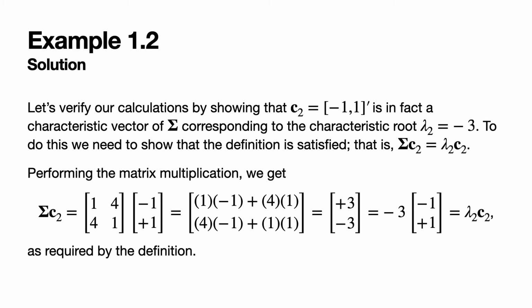We can factor out a negative 3, and when we do that, we get negative 3 times the 2 by 1 matrix that has negative 1 in the first row and positive 1 in the second row. And that is indeed equal to lambda 2 times C2. And so we see that the definition is satisfied, and so C2 is a characteristic vector of cap sigma corresponding to lambda 2 equal to negative 3.